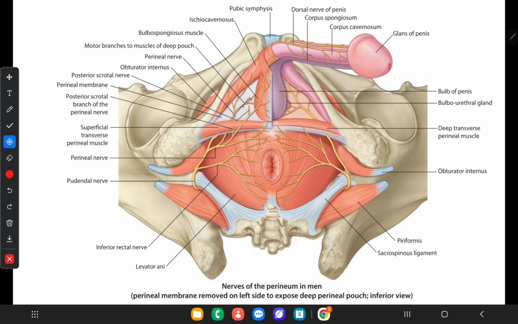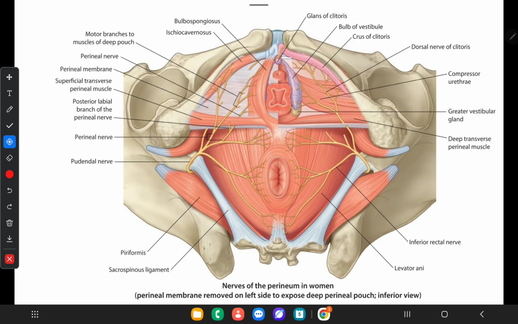Then the nerve supply. Nerve supply is also the pudendal nerve. This is the pudendal nerve coming from either side. The pudendal nerve again divides into two branches, the perineal nerve and the inferior rectal nerve. Here the dorsal nerve of the penis, and then here you can see it coming towards the perineal structures. Perineal nerve and inferior rectal nerve are the branches of the pudendal nerve. In females also it is the same. The nerve supply is coming from the pudendal nerve and it is divided into the perineal nerve and the inferior rectal nerve.